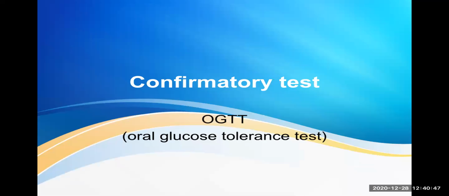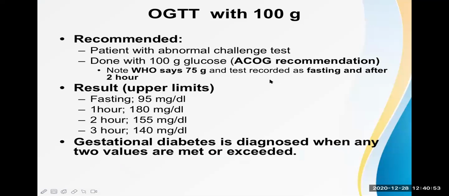Now the confirmatory test is done by the oral glucose tolerance test, or OGTT. This is done with 100 grams of sugar, and patients with an abnormal challenge test, just like what we discussed just now, are the ones fit for this type of test. First we always go for that, and then for confirmation we go for the oral glucose tolerance test with 100 grams of glucose. This is the American College of Obstetrics and Gynecology recommendation, ACOG.